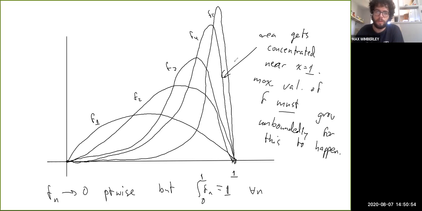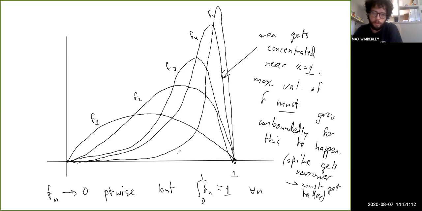It has to, because the spike gets narrower, so it must get taller, right? To keep the same area. Like this spike, because it's getting squished further and further close to 1, it has to get narrower and narrower, but it has to get taller and taller at the same time to make sure that the areas stay the same. So dominated convergence kind of says, okay, we're going to force an upper limit on all of these Fn's, right?